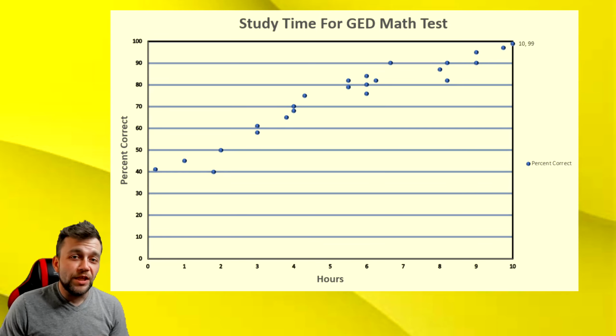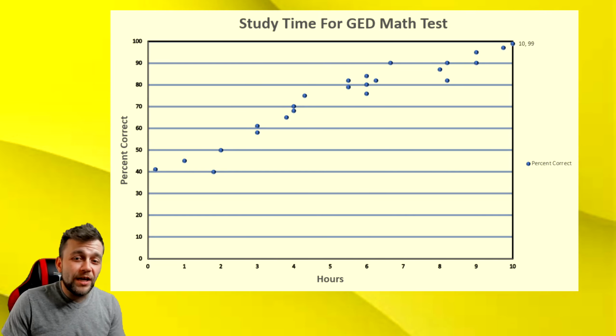What you'll most likely run into on the GED when you're looking at any type of graph are questions in regards to, like in this one, they're going to ask you, how many hours do you have to study to get a certain type of score? So let's just kind of go through that. How many hours would you have to study to score an 80%?